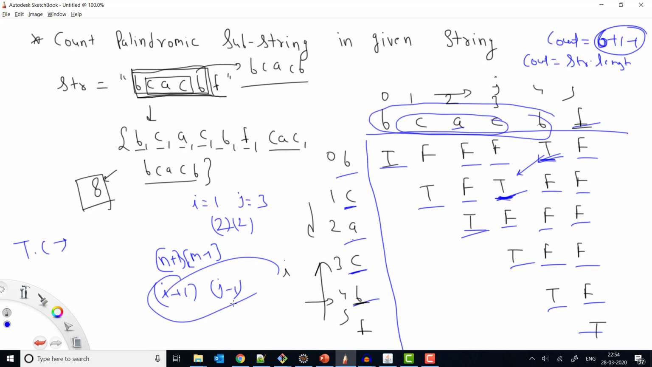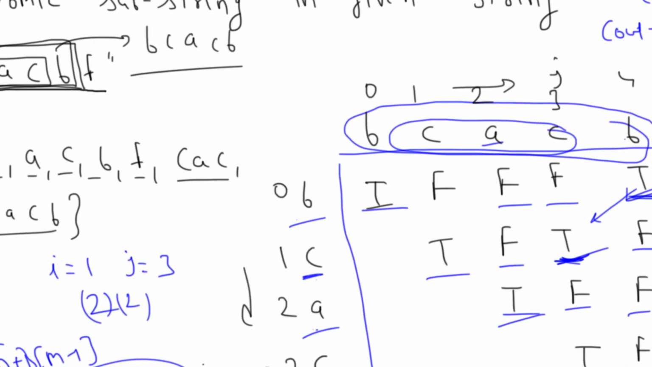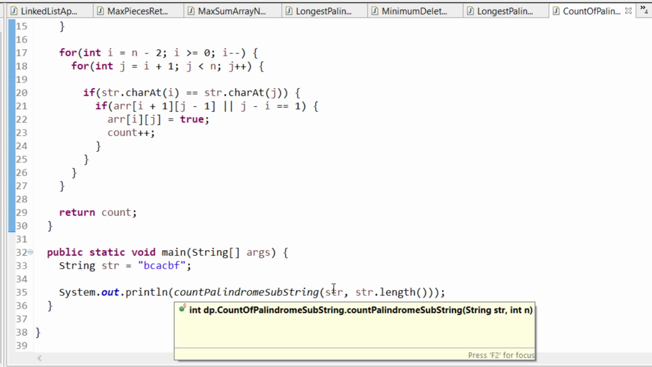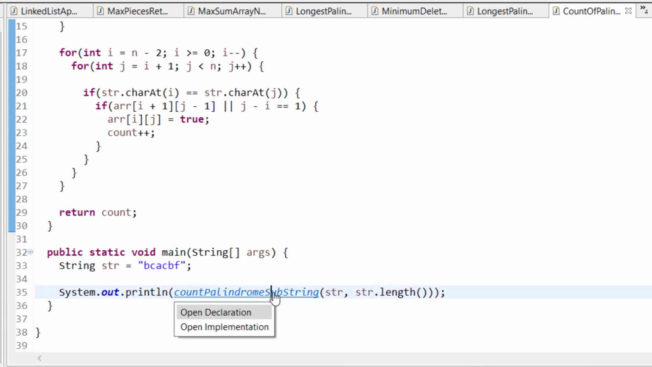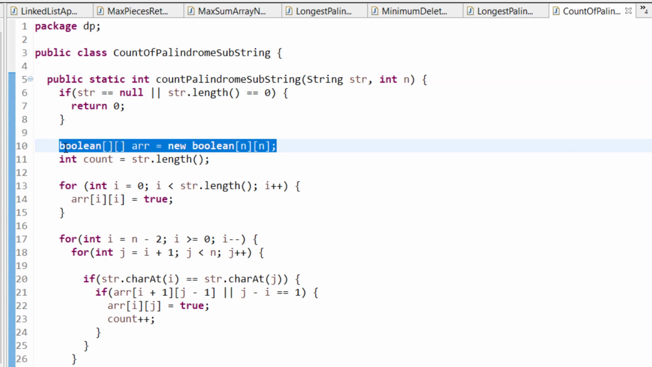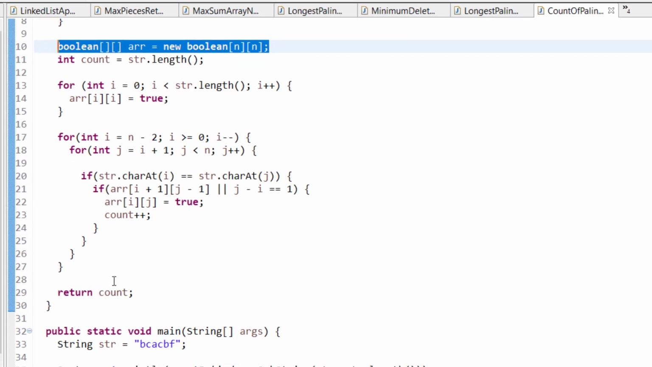Now let me show you the code as well, so that you can understand it better. Here is my string, and this is how I'm calling the function countPalindromicSubstring, where I'm passing the string and str.length, right? Now here are the negative cases: if my string is null or if my string length is 0, then I return 0. Else I initialize a boolean 2D array, and at the starting my count is equal to the string length. This is the count of palindromic substrings. At the last I will return this count.